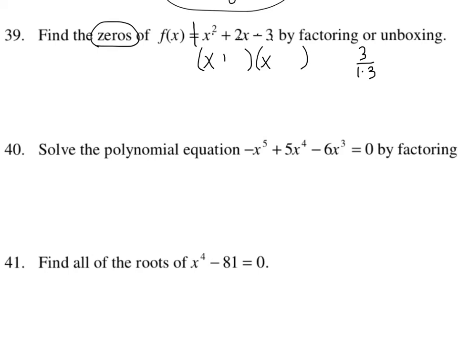And we can do that. If we do 3 minus 1, we get positive 2. Those are the factors. We actually want to solve for what x equals, so we flip the signs, and x equals negative 3 and positive 1.